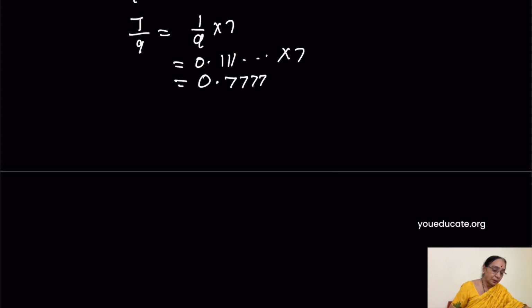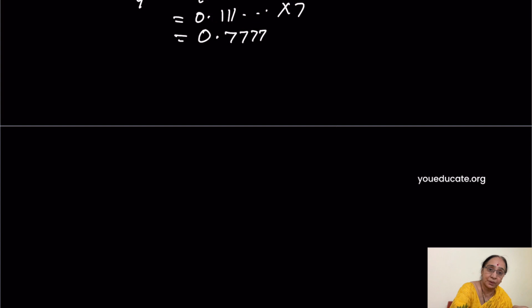Now, how to find out if a fraction is repeating or a terminating decimal without actually doing this long division? That is, you don't want to get the decimal, but you want to know, is it going to be a terminating decimal? Is it going to be a repeating decimal? You just want to know that. So without doing the long division, how do we find out?